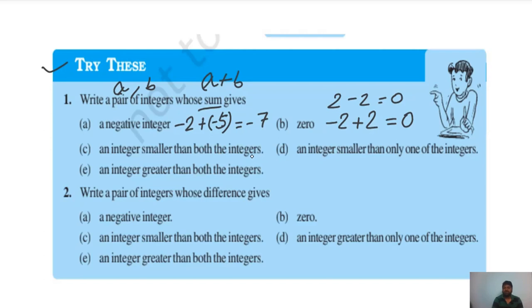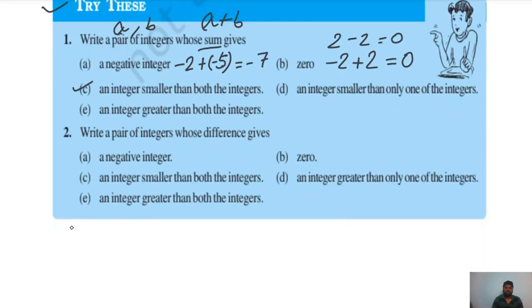Okay, so we can get this number. Suppose two positive integers, 5 and 10. Therefore 5 plus 10 equal to 15. The integer smaller than both the integers? The sum is greater than both the integers. So this is not true.